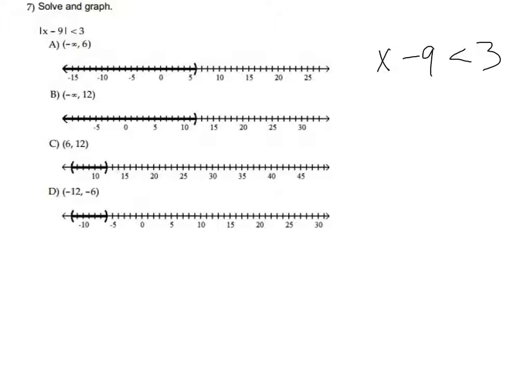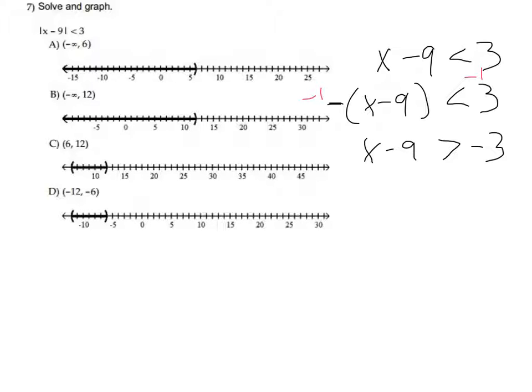But if x minus 9 were in fact negative, then what the absolute value would do is kick in a negative: negative x minus 9, still less than 3. So if you multiply both sides by negative 1 to get rid of that new negative, you get x minus 9 greater than negative 3. A lot of you might just know the pattern. The pattern is x minus 9 is less than 3, and x minus 9 is greater than negative 3.